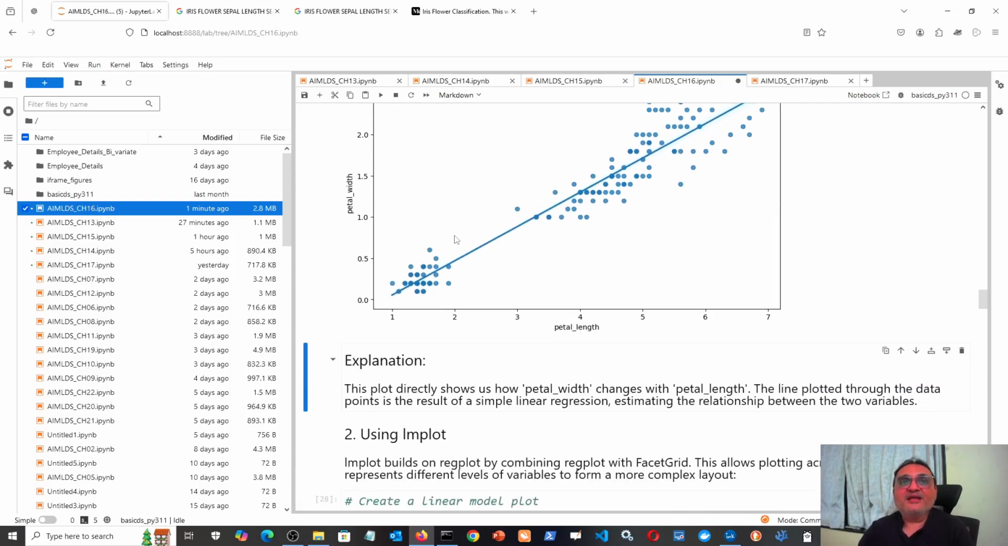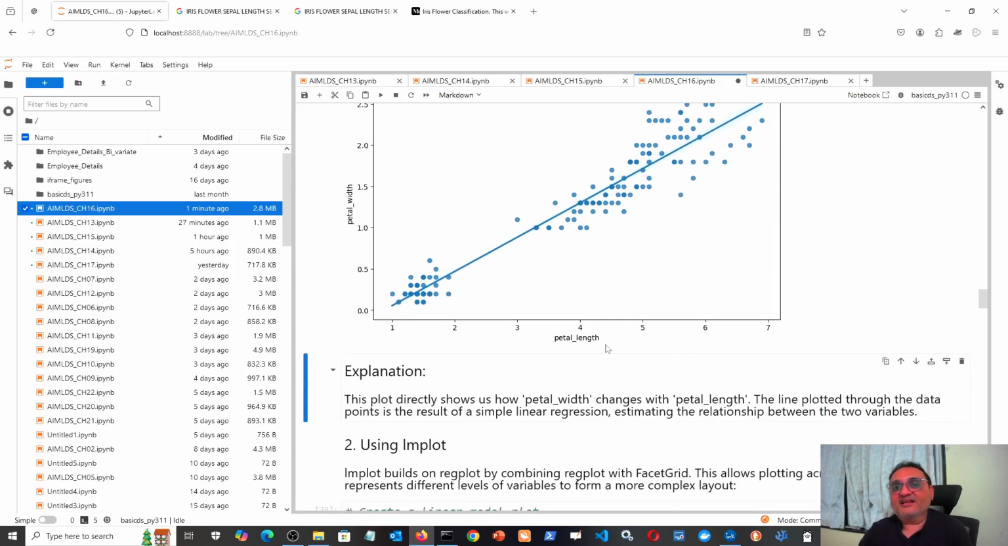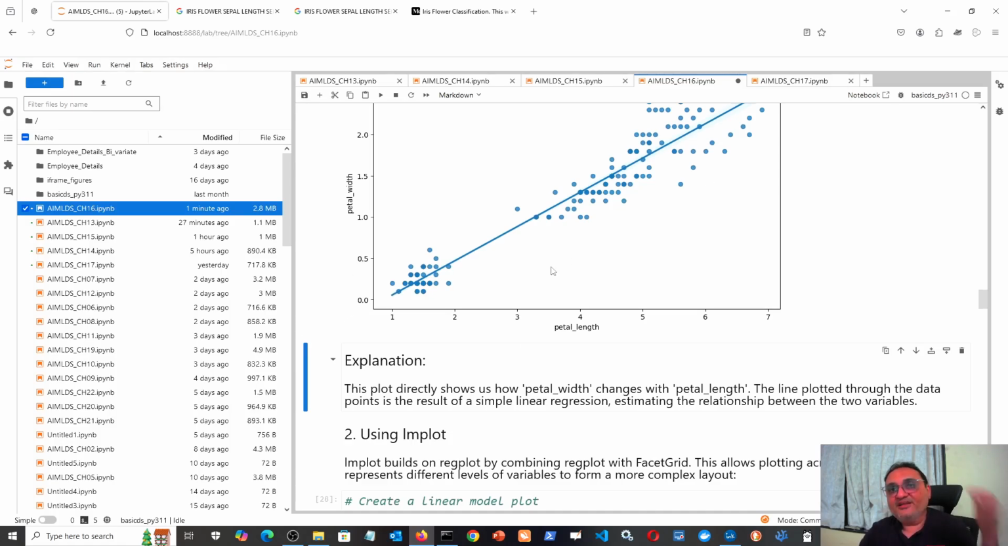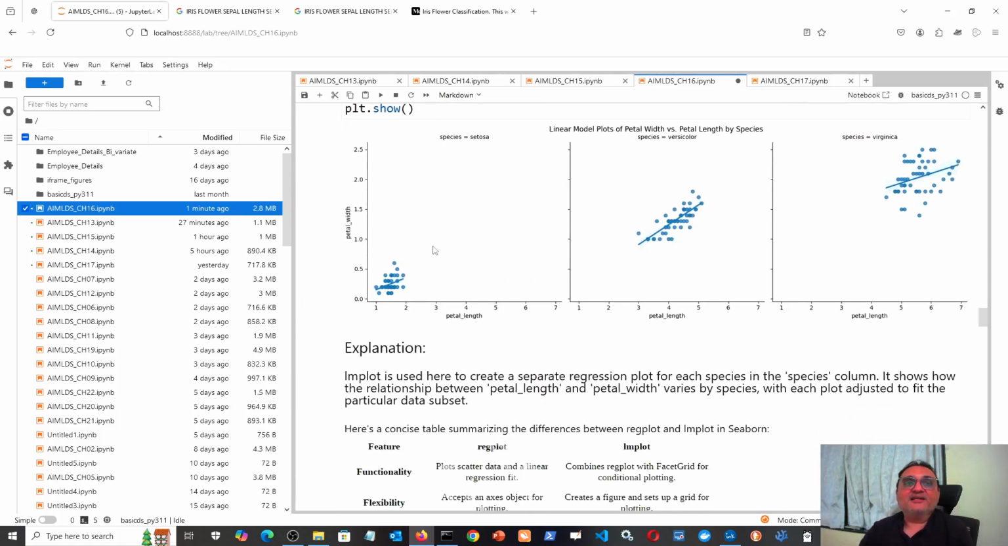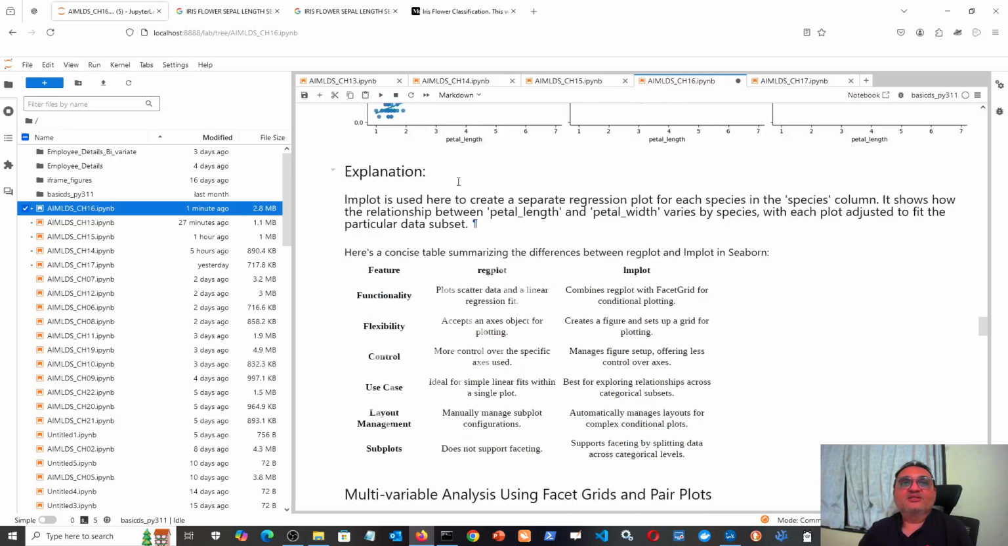So this gave me an idea that petal width and petal length for the entire data set appear to be linearly related. But this gave me a better idea that they are linearly related, but they have different beta 0, that is the intercept, and different beta 1, that is the slope. Okay, so that much is clear.